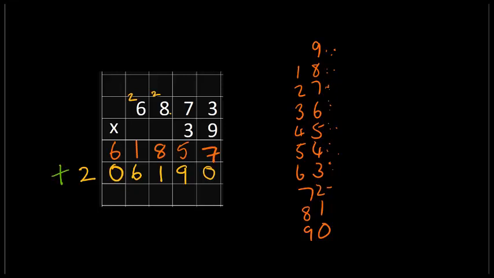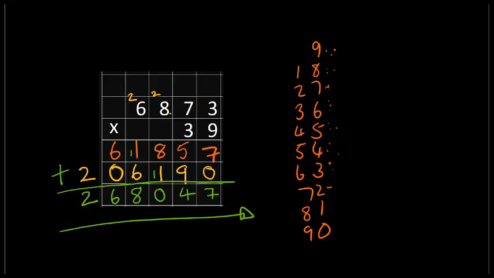Step 3, add the sums together. 0 plus 7 is 7. 5 plus 9 is 14. 8 plus 2 is 10. 6 plus 2 is 8. 6, 2. That's your final answer.